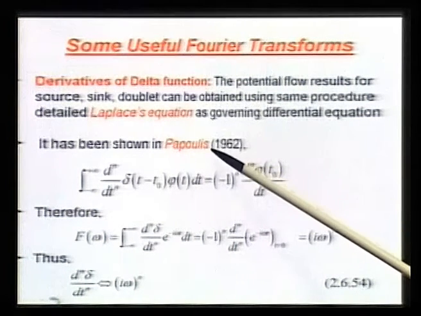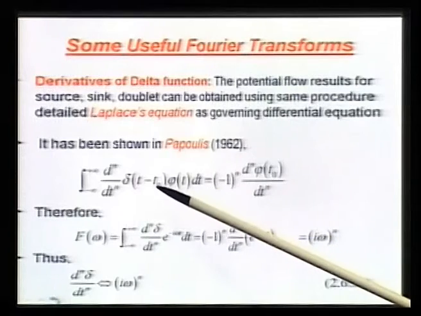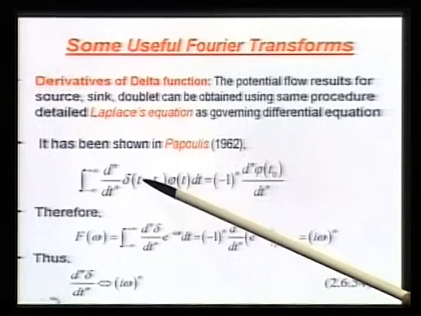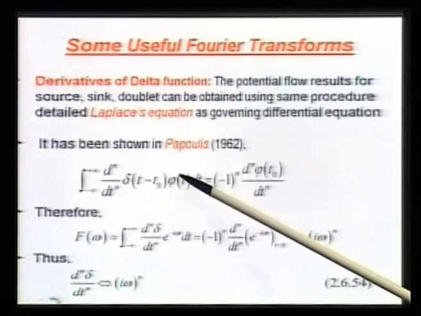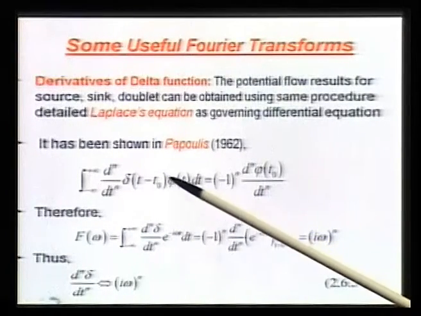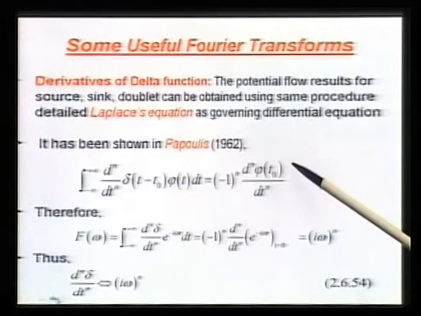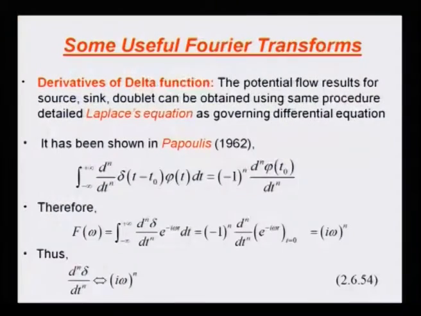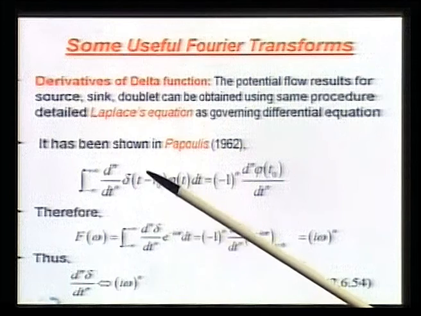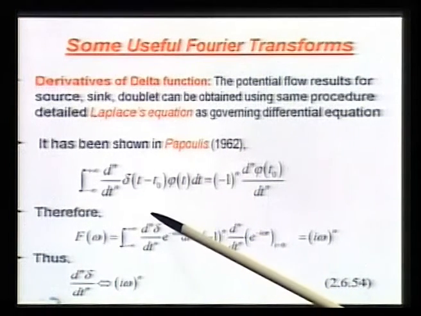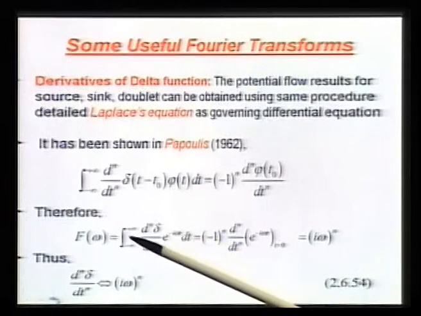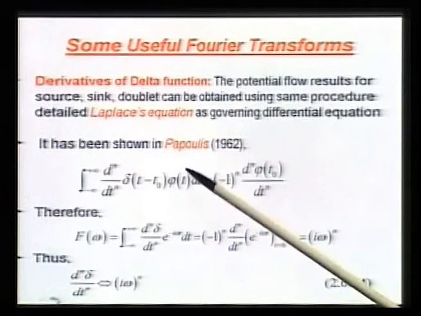We are not going to talk about it, but you can take a look at Papoulis's book: if I take this delta function time shifted and differentiate it n times, multiply it by some phi of t and integrate over all possible range of time, we get this. So, what I could do is obtain the Fourier transform of the nth derivative of the delta function, and if I call it F of omega, then use this relation here.